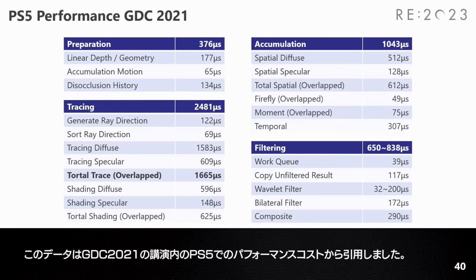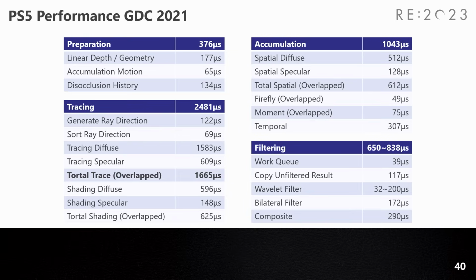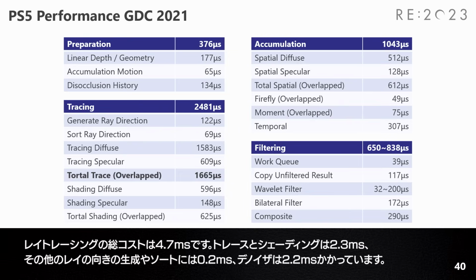This data was taken from GDC 2021's performance cost on PS5. You can see that ray tracing in total costs 4.7 milliseconds. Tracing and shading cost 2.3 milliseconds. Others like generating ray direction and sorting cost 0.2 milliseconds. Denoiser cost is 2.2 milliseconds.